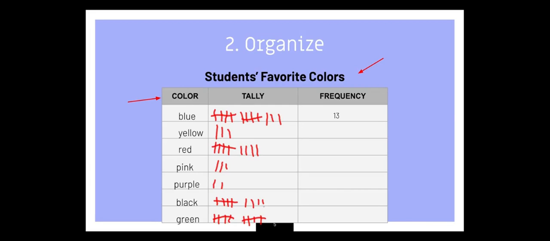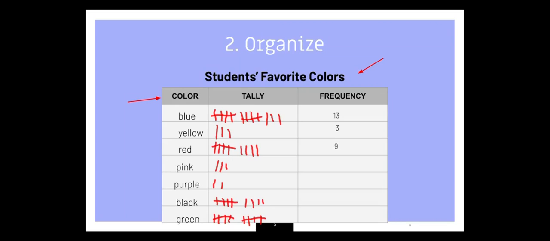So blue, we have 13 because if I just simply count up my bundles, I see I have 5, 10, and then count by ones, 11, 12, 13. So for yellow, we've got 3.